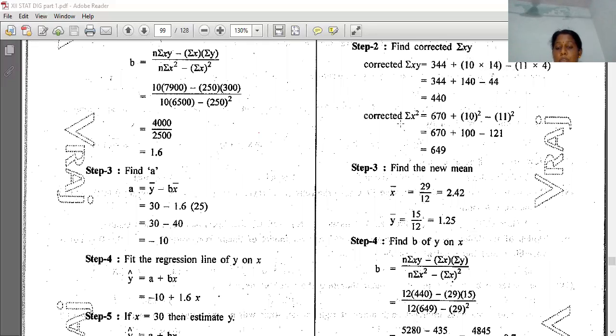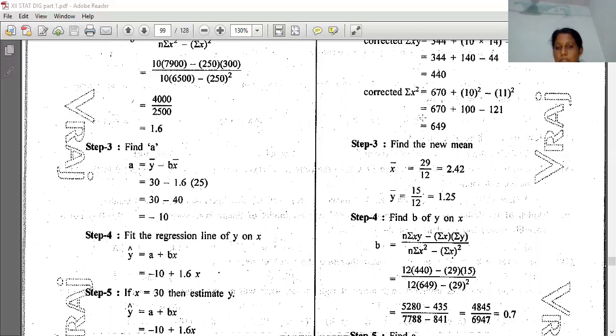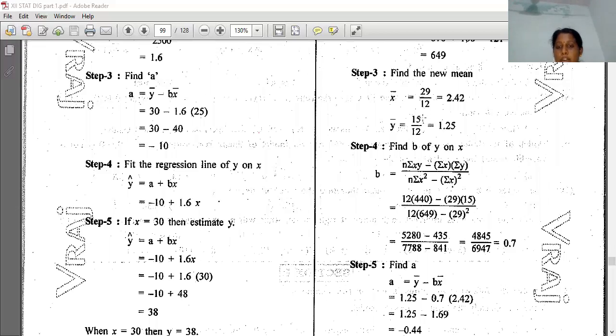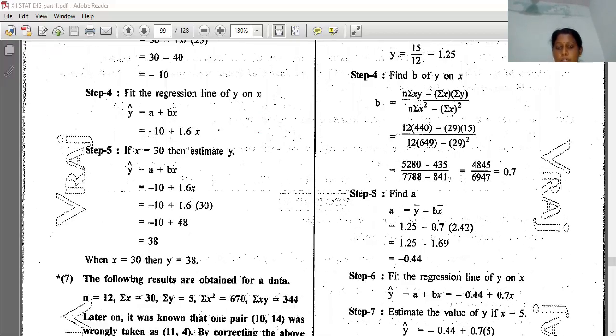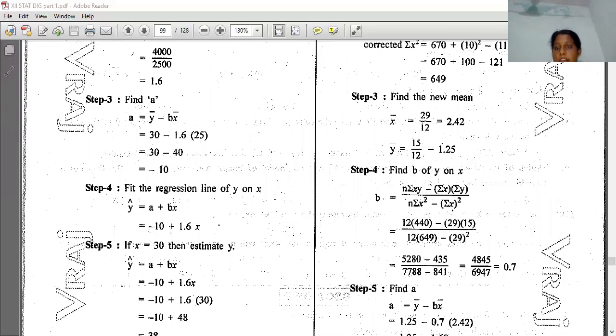The same way you have to do the x square. x square means the square of the x term. So the original sigma x square is 670, plus the right x, which was 10, so 10 square, minus the wrong x, which was 11, so 11 square, right? Please do it carefully. This is a very important sum. Do it carefully. Now find the new mean.